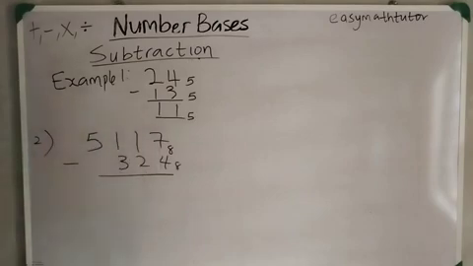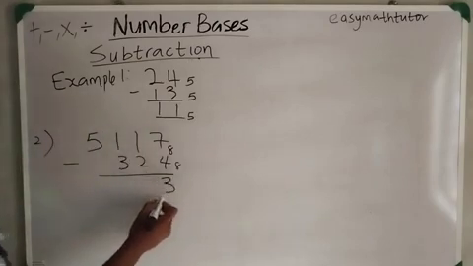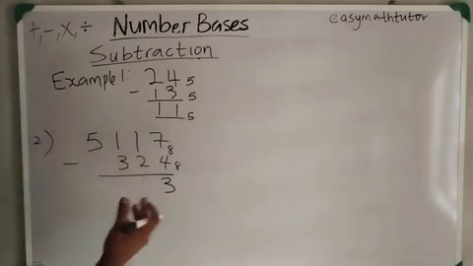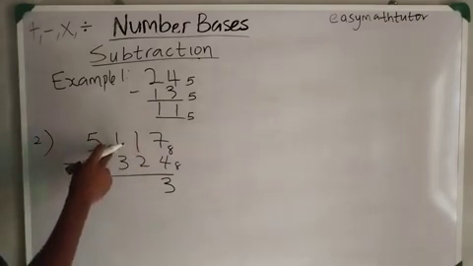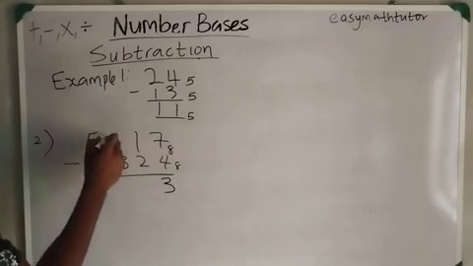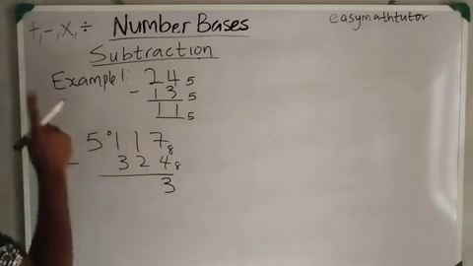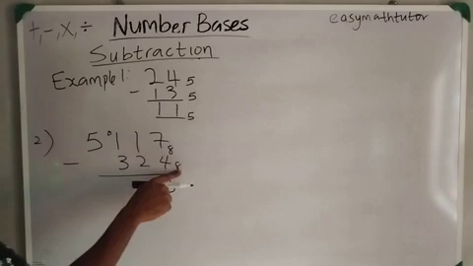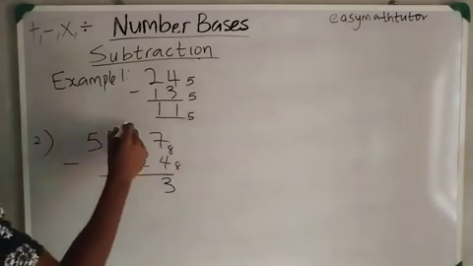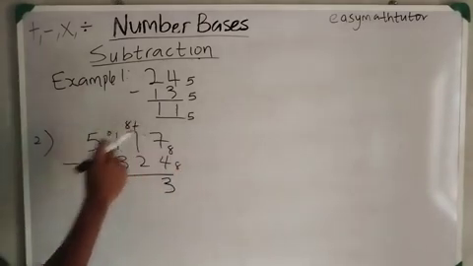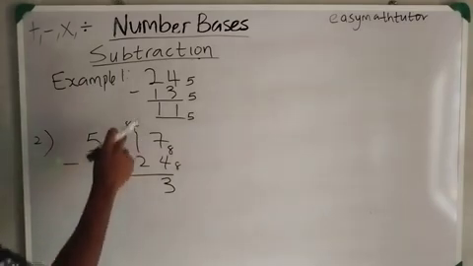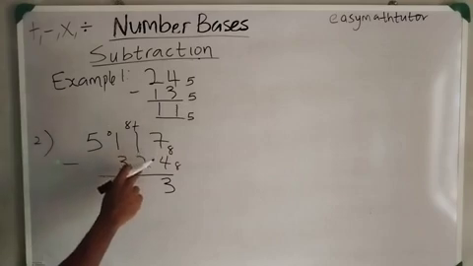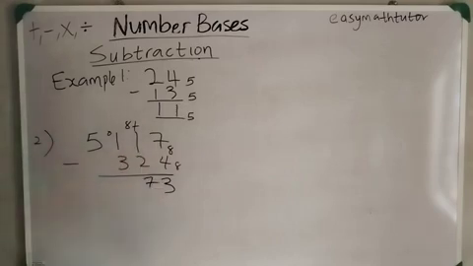Now, 7 minus 4 gives us 3. But 1 minus 2 is not possible because the 2 is bigger than the 1. So we have to borrow 1 from the next item, which is this one. So this one becomes 0. That one which we have borrowed now becomes the new base, which is 8. So it's going to be 8 plus this one, which is 9. So we then have 9 minus 2, which is 7.